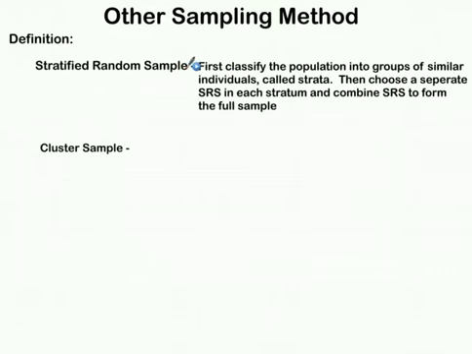So your stratified random sample is you're going to first classify the population into groups of similar individuals, which we call strata. Then you're going to choose a separate SRS, simple random sample, in each strata, and then combine the simple random samples to form the full sample. So that may sound really odd, but you will get that here in a minute when we do an example.